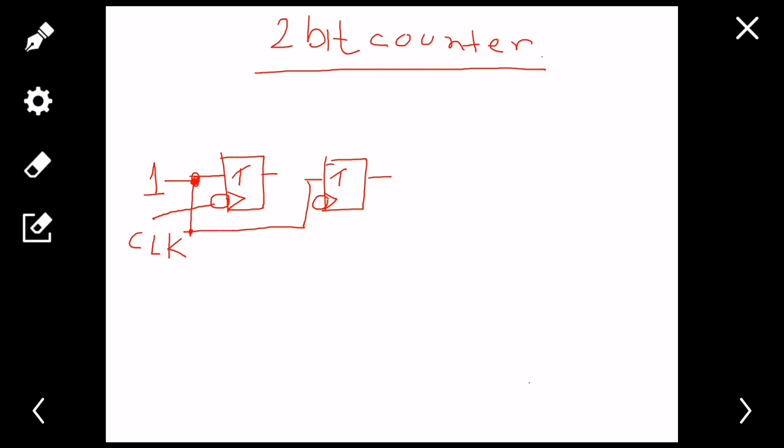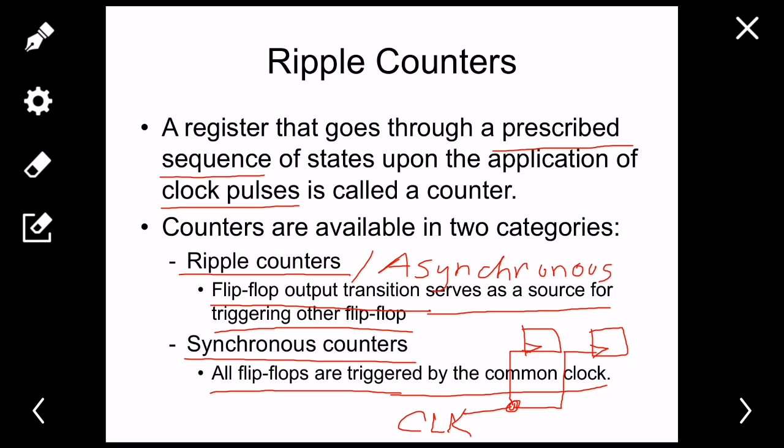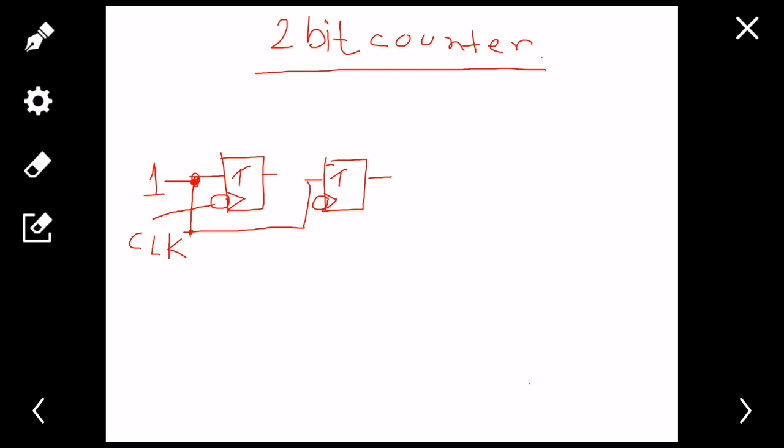But the difference is here. Just see this: it was mentioned that a flip-flop output transition serves as a source for triggering the other flip-flop. So for the second flip-flop, its clock will be connected with the output of the first flip-flop. The second flip-flop's clock is triggered by the output of the previous flip-flop. That is the basic definition of an asynchronous or ripple counter.